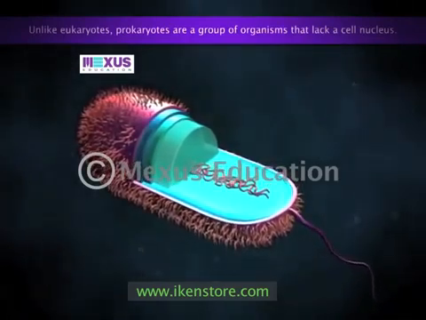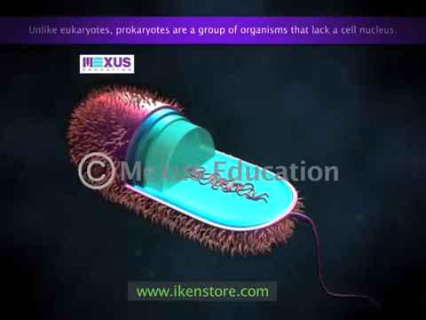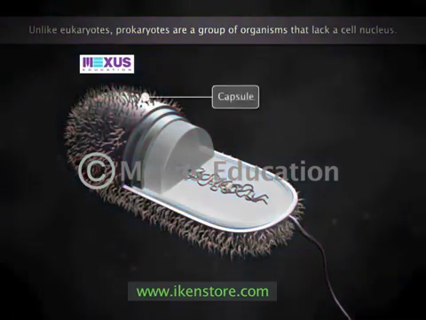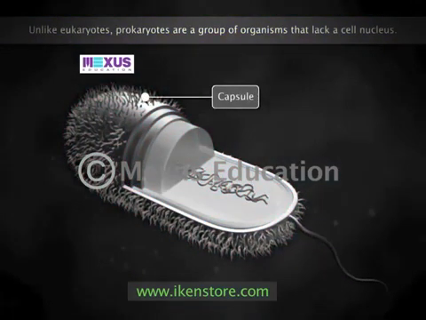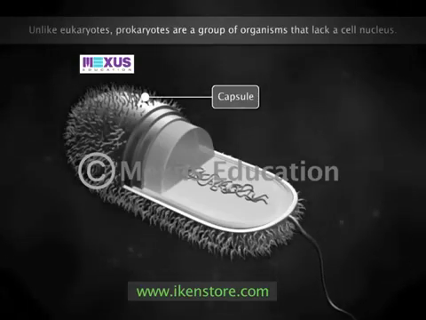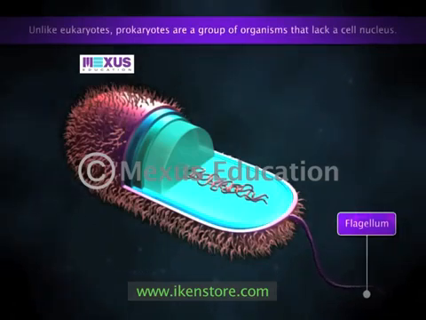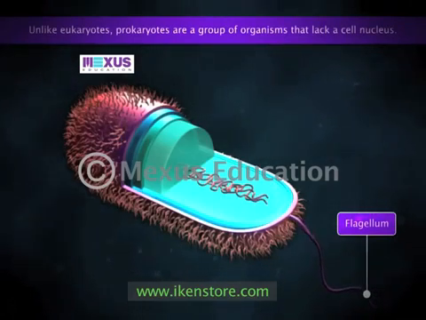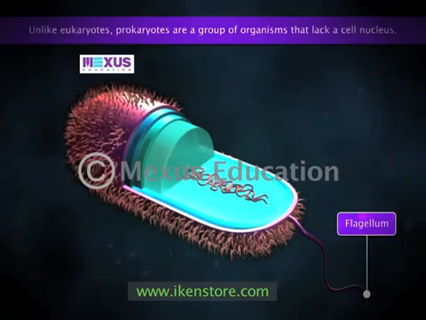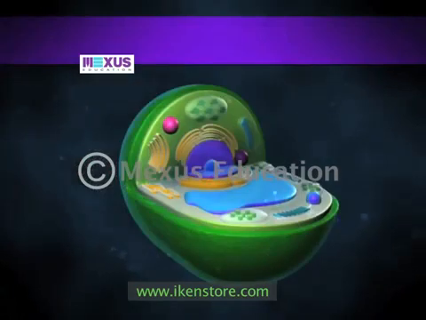On the outermost layer of prokaryotes, there is a waxy coating called the capsule, which protects the cell and can help the cells to stick to other surfaces. A flagellum is a tail-like projection that protrudes from the cell body of certain prokaryotic cells.